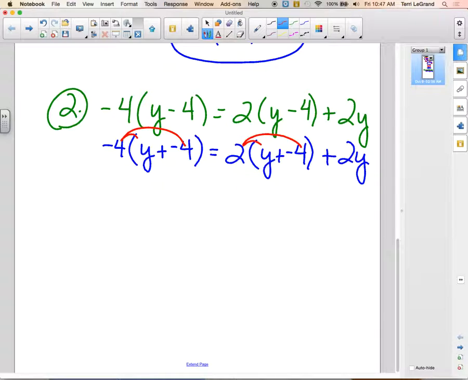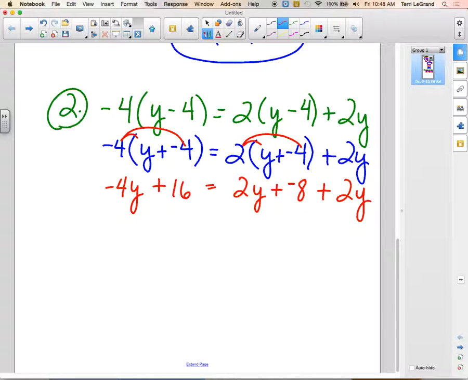No. Why not? Because it's not in the parentheses. It's like a tag along. We can't forget about it, but it's not going to get multiplied by 2. So we're just going to do our multiplying here. So we have negative 4y plus, what's negative 4 times negative 4, class? 16. And then 2 times y is 2y. What's 2 times negative 4? Negative 8. And then we bring along our tag along that wasn't part of our multiplication, that plus 2y.